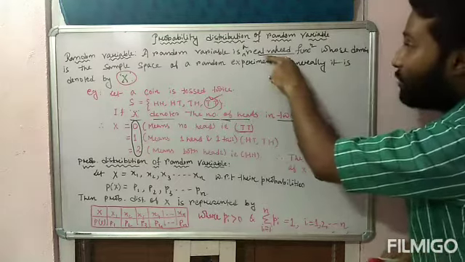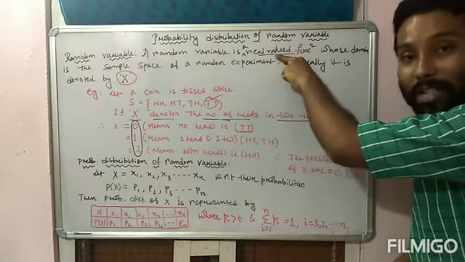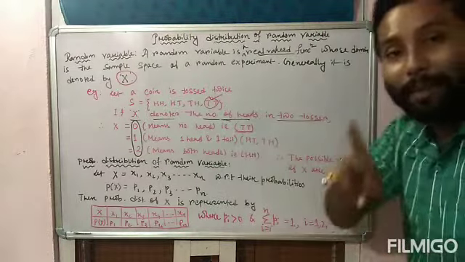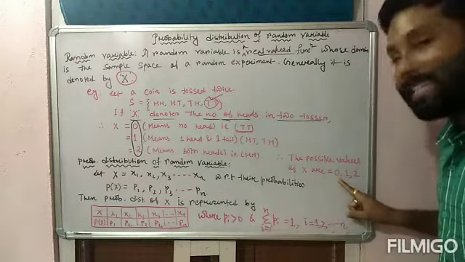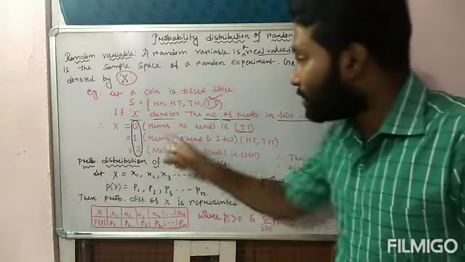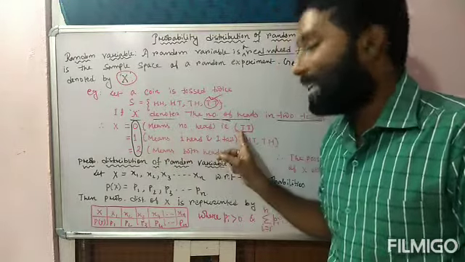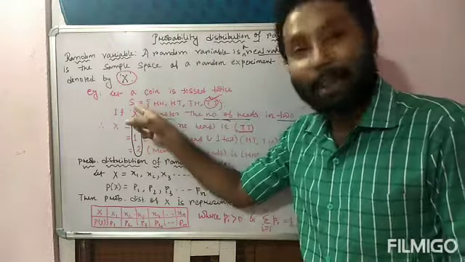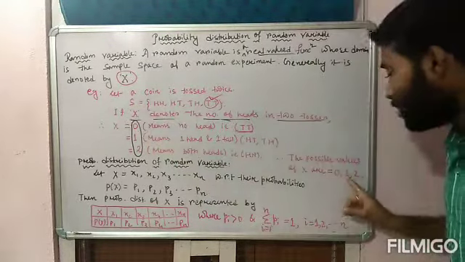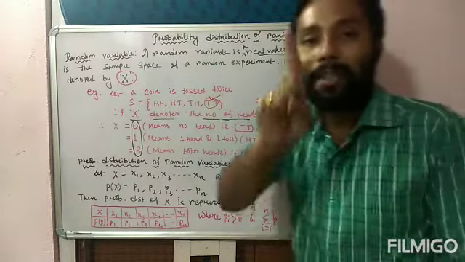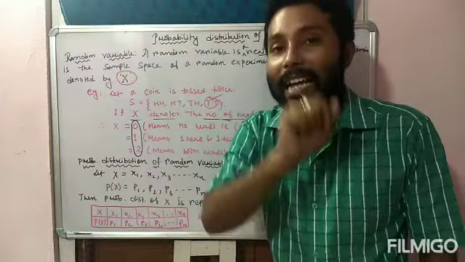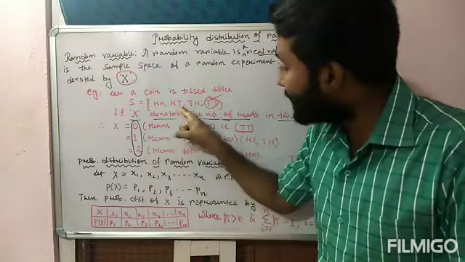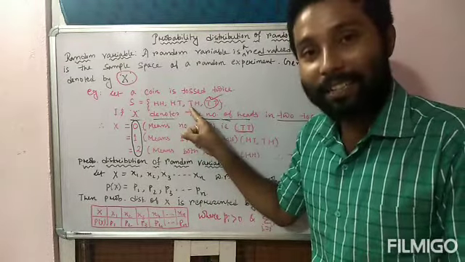So random variable is a real valued function whose domain is the sample space of a random experiment. The meaning is, if I write x equal to 0, it means no head and there is one sample point in the sample space, TT. Yes or not? It is in the sample space. x equal to 1 means there is only one head. How many such sample points are there? 2. From where can we determine? From the given sample space, HT and TH.